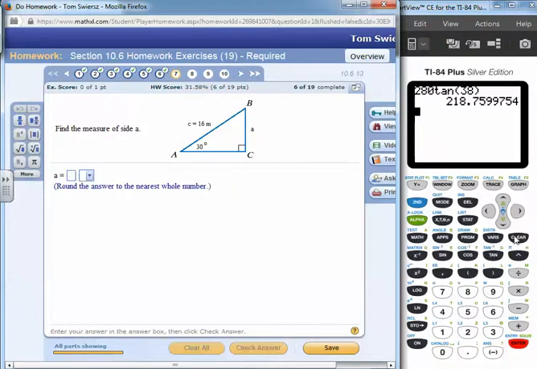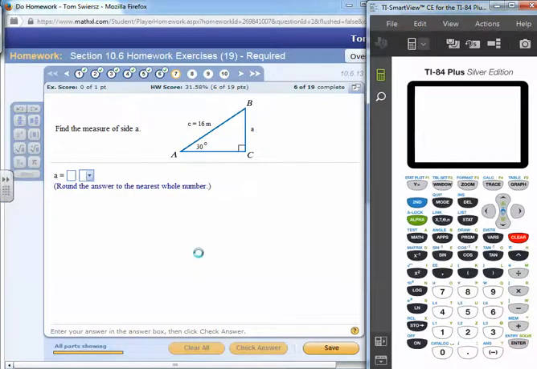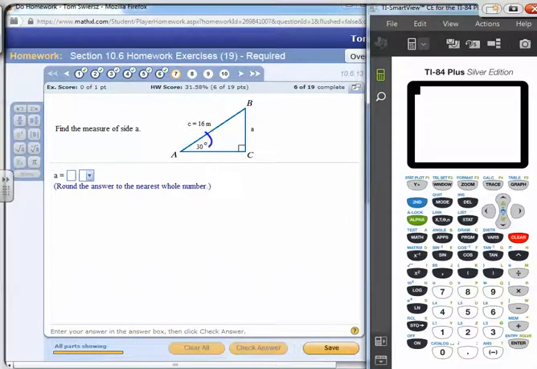Let's look at homework exercise number 7. Again, find the measure of side A. We've got angle A is 30 degrees. Side A is opposite with respect to the angle A. It's the leg away from it, and the C is given, and that's opposite the right angle, so that's the hypotenuse. So opposite and hypotenuse involves the sine function with respect to angle A.